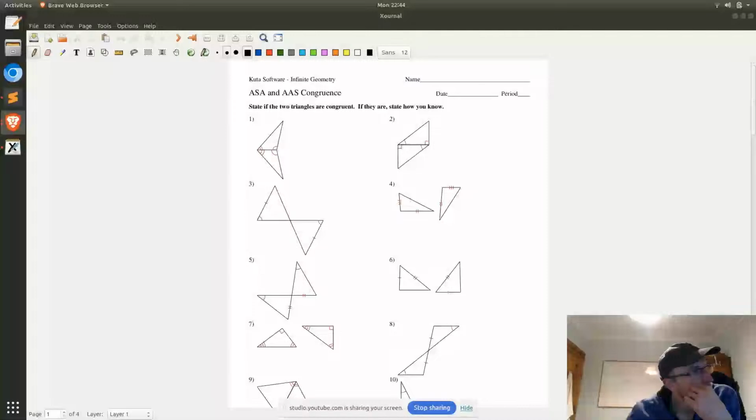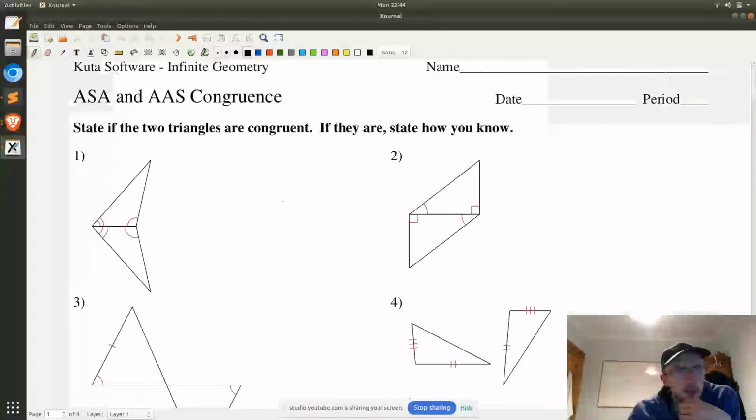And that helicopter is still buzzing. All right, so side-angle and angle-side congruence. Once again, I do know this, but I've never really been explicit and thorough and rigorous about it. So in that sense, it's unfamiliar. State if the two triangles are congruent, and if they are, state how you know.